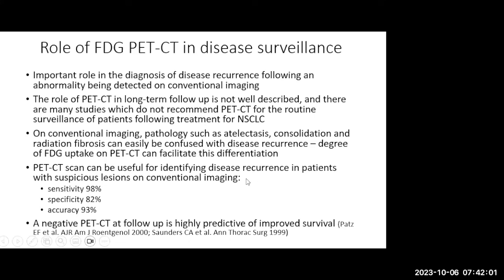In terms of identifying disease recurrence with suspicious lesions already found, of course, in conventional imaging, so we need to take that into account. These patients already have an abnormality identified. So the sensitivity, specificity, and accuracy are depicted here. You can see the sensitivity 98, accuracy 93, specificity 82. If you have a negative PET-CT on follow-up, this is highly predictive of improved survival. So the negative predictive value of a PET-CT with FDG in these cases is really high.